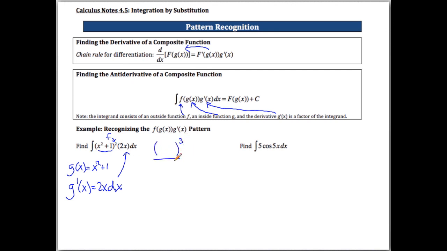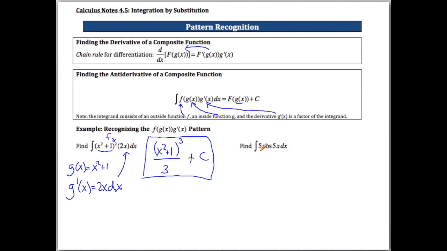Okay, and then divided by that 3 as well. Now what we put in here is that g of x function. So we're going to put our x squared plus 1 right there. And notice then all we have left is plus c. Okay, so the biggest thing is just recognizing the pattern. So it's a function of another function and then times the derivative of that function. So let's see if it works in this case.